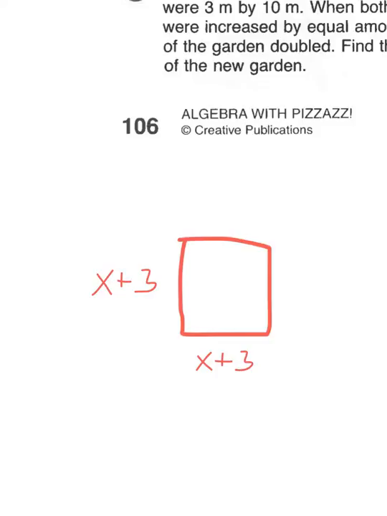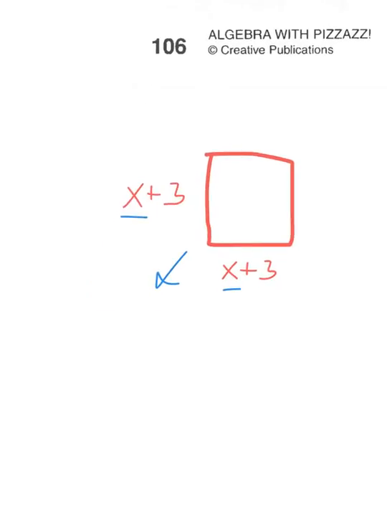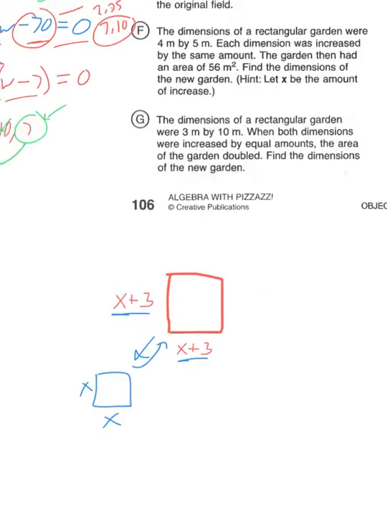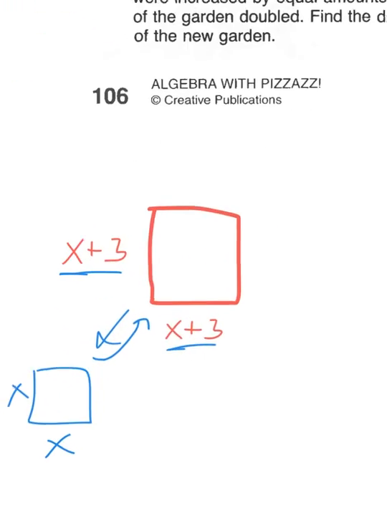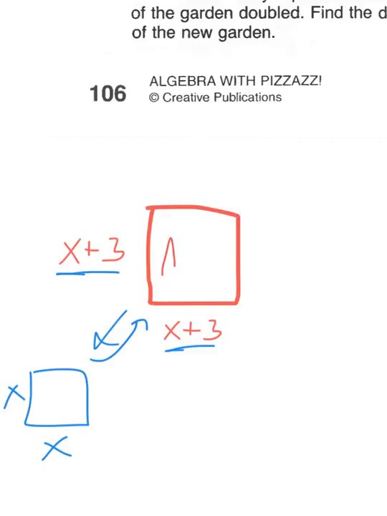These x's stand for the original square, which I could make a picture of here, a little bit smaller. This would be x and x, right? This is a square with the same side lengths. Well then, if I add 3 to each side, now I'm getting the new square. That's why each side length is x plus 3 and x plus 3. And that's the one they're talking about up here. It says the area becomes, so we're saying the new square, the area becomes 64 meters squared.